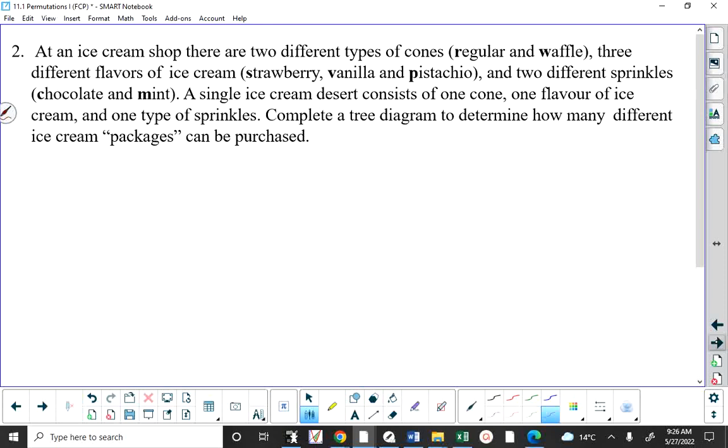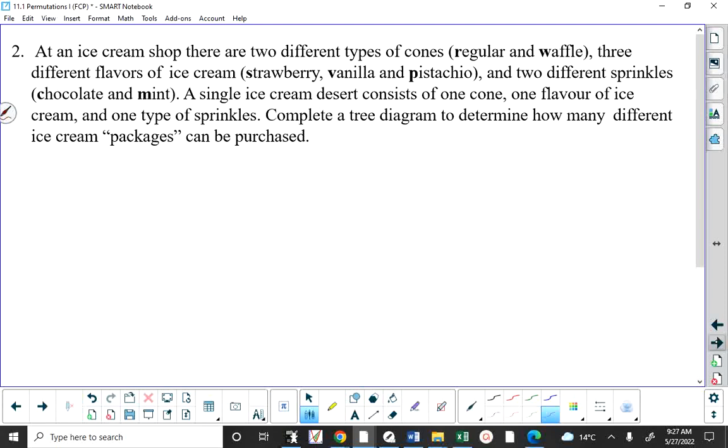And there's 2 different types of sprinkles. And it says a single ice cream dessert. So you go and you buy an ice cream. You have to have a cone, you have to have ice cream, and you have to have sprinkles. Okay, we'll talk about what happens later in a few minutes if you don't want sprinkles, okay? How many different ice cream packages could I get?